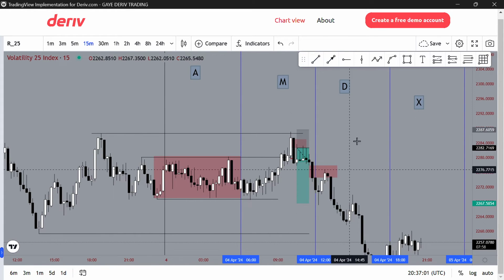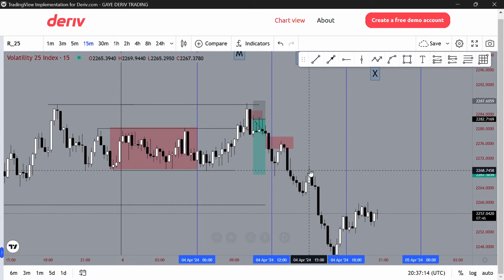Since the manipulation phase, we've already confirmed bearish. In the distribution phase, what we need is just a pullback into premium levels, fair value gap, order block, whatever level you want to use for the entry. As soon as it gets there, boom, you have the entry, and then you ride the wave towards your sell side liquidity.